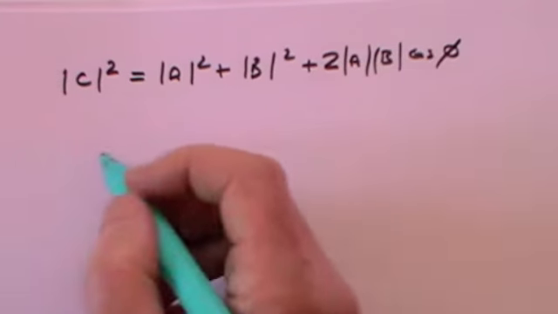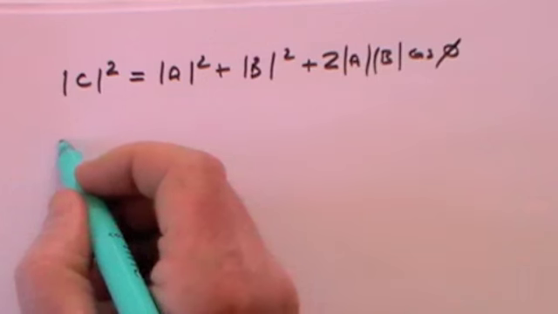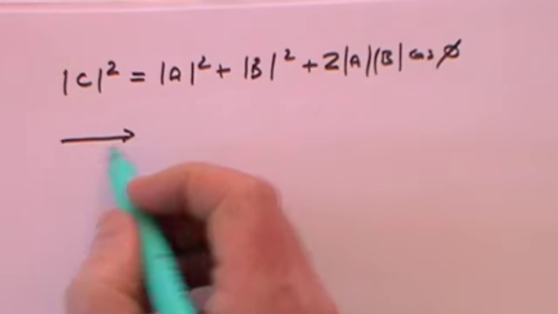What happens if phi is 0? In other words, if the two vectors are in the same direction.